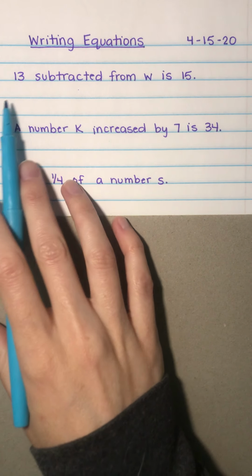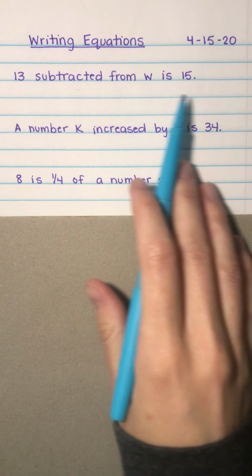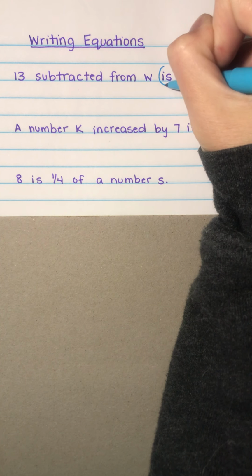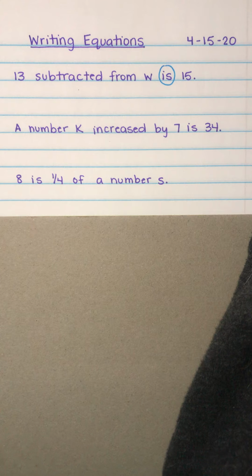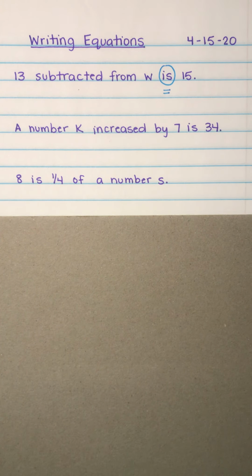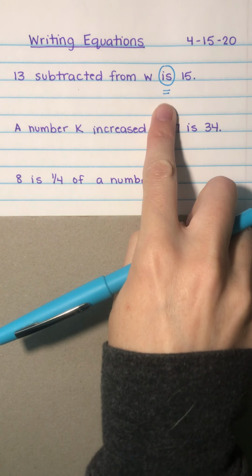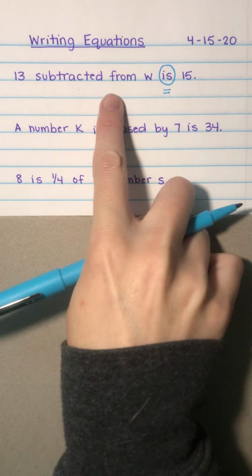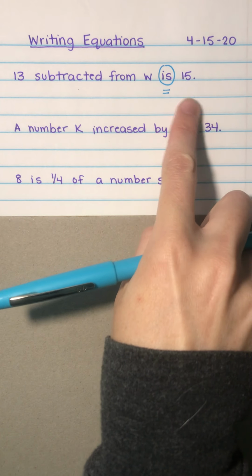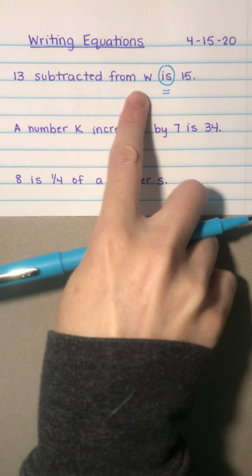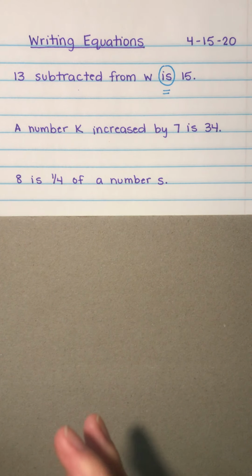So the first sentence says 13 subtracted from W is 15. So the keyword that tells me where an equal sign is actually the word "is." Sometimes it'll actually say "equals," but I want to find where that equal sign goes first, because then it splits my sentence into two parts. One part is going to be the problem. The other part is going to be the answer. So now I'm going to take it one side at a time to put my whole equation together.